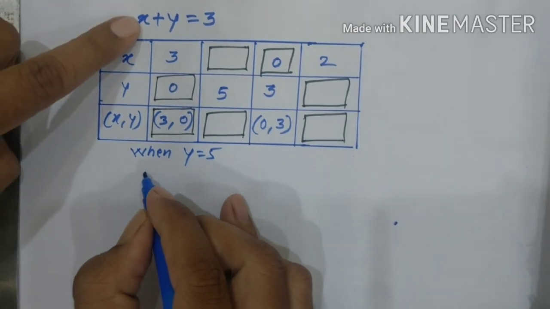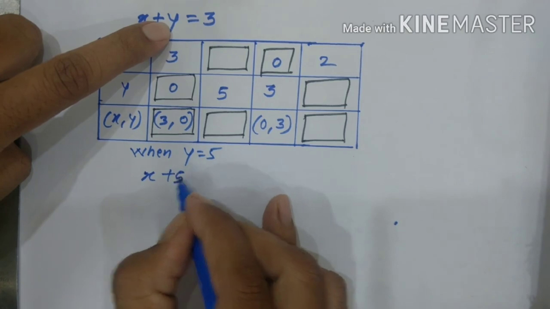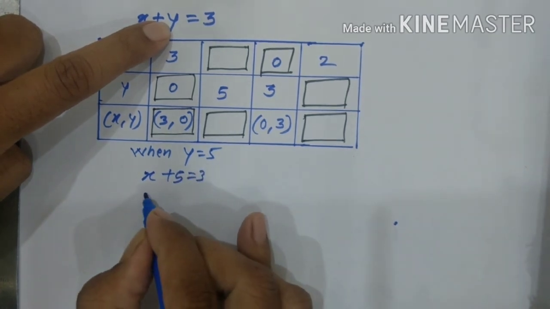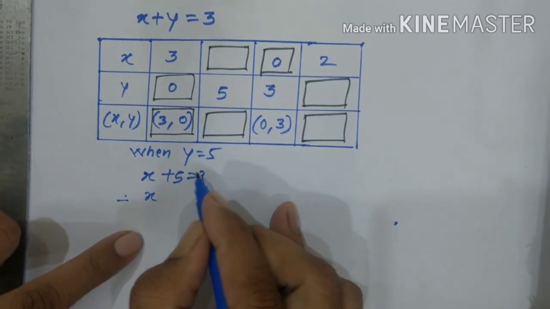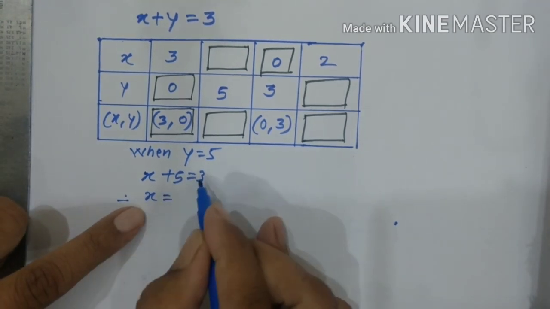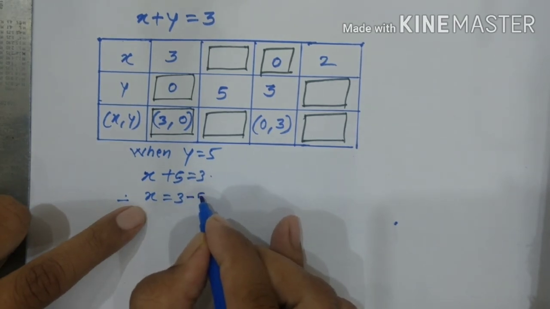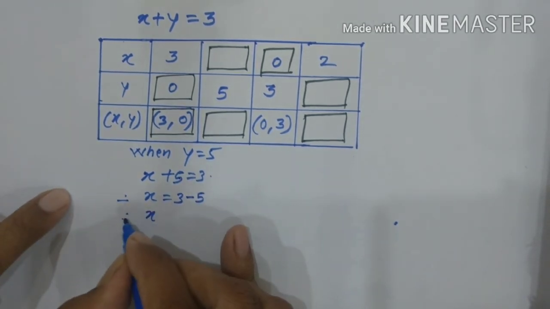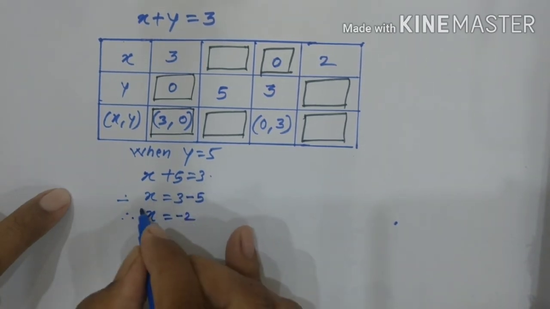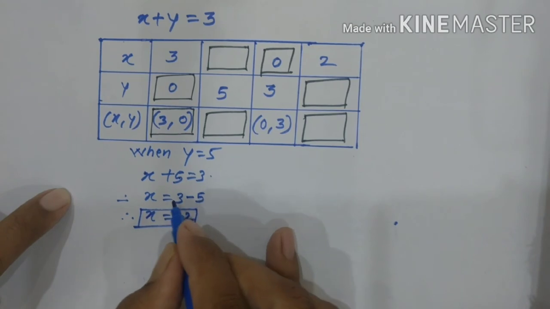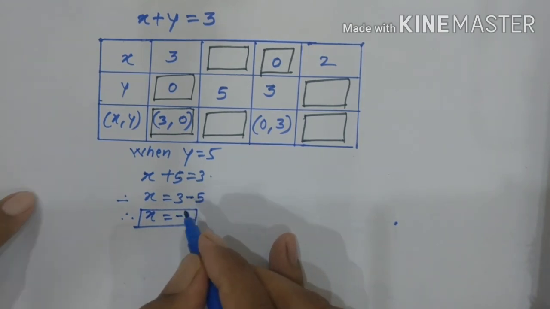X is as it is, plus value of y is 5, equal to 3. Therefore x equal to, transpose 5 to right side. Therefore x equal to 3 as it is, plus 5 becomes minus 5. Therefore x equal to 3 minus 5 gives us minus 2. Because 5 minus 3 gives us 2 and greater number has minus sign. Therefore 2 has minus sign.